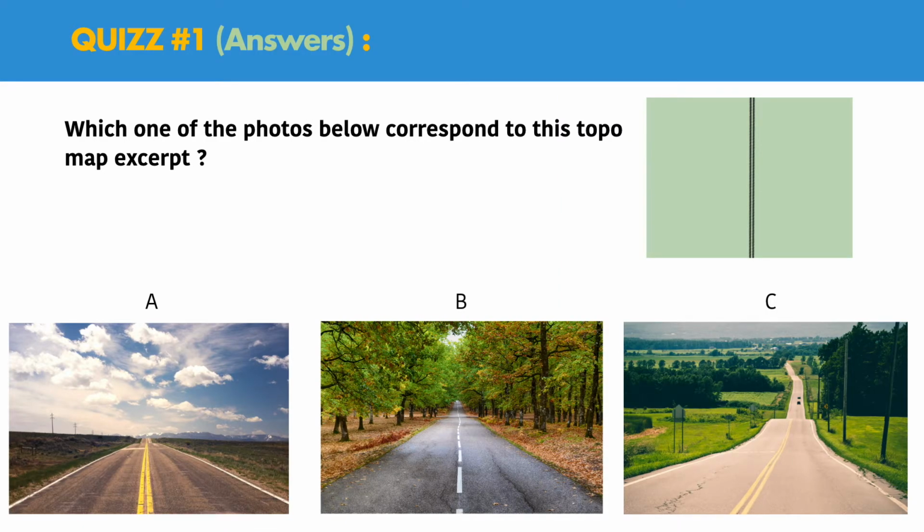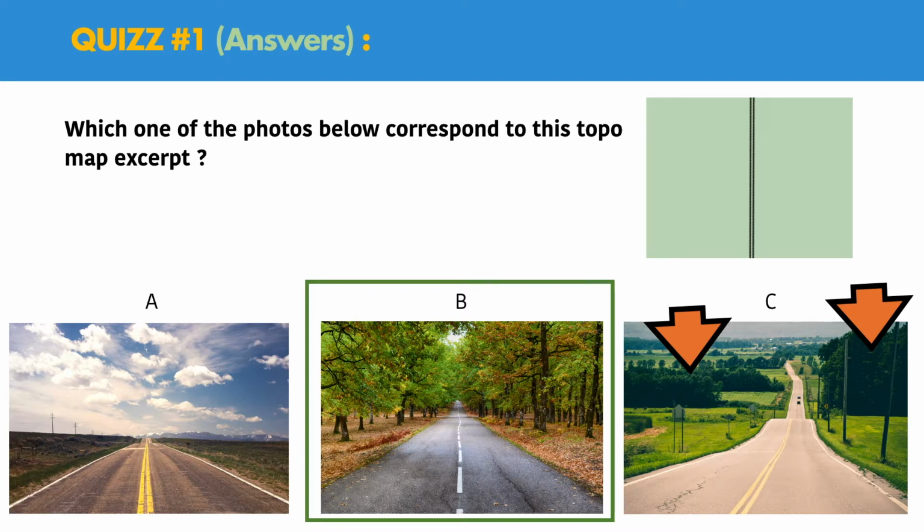Answers and explanations. Quiz number 1. Which one of the photos below corresponds to this topo map excerpt? The correct answer is the answer B, because the green color represents a woodland area. In the first photo, both sides of the road are green, but it's not considered a woodland area. In the third photo, we have some woodland zones like here and here, but they are separated. And in the second photo, we have dense trees. So the correct answer is the answer B.